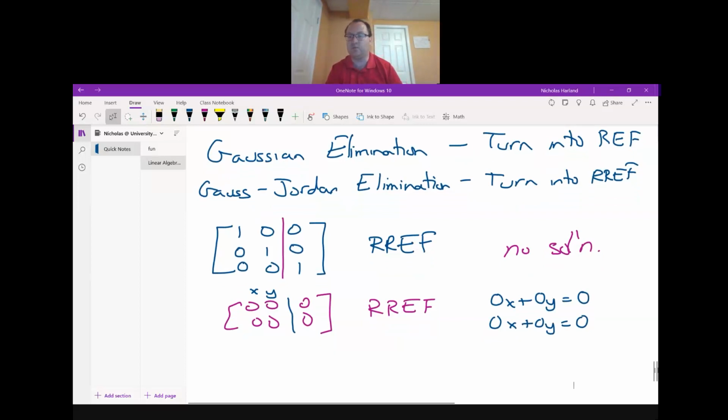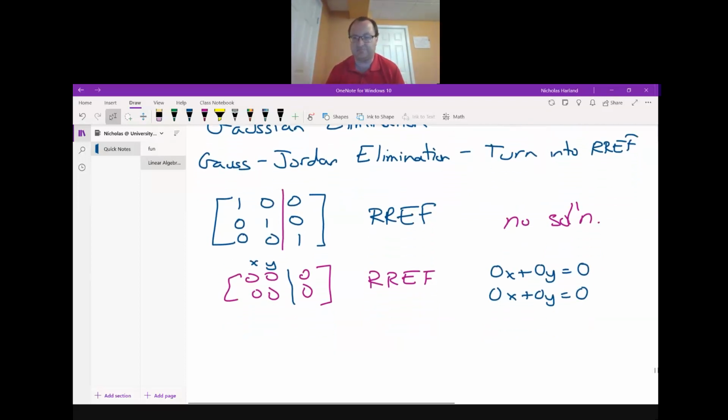And what x's and y's satisfy that? And the answer, hopefully, would come to you fairly quickly, that any x and y satisfies that. X can be anything, y can be anything. We would say x equals s, y equals t, and s and t can be any real number.